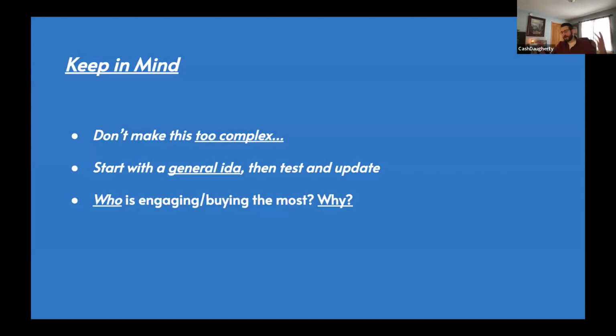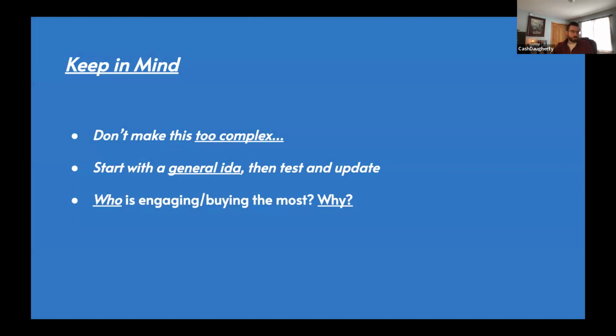Now, I know that was a lot, and one thing I want to stress is don't make this process too complex. You definitely don't need to do all these things at once. You don't need to do them perfectly. There are right ways and wrong ways to go about them, but generally what you're trying to do here is look for patterns and get a general idea of who your target customer is. And then you can iterate, test, and update over time and continue to refine that profile.